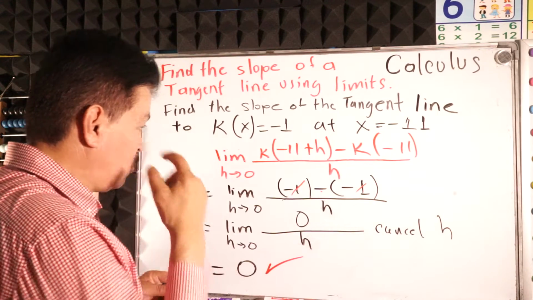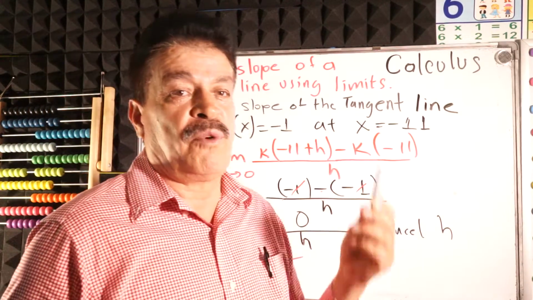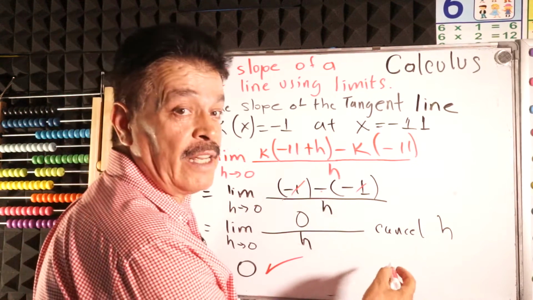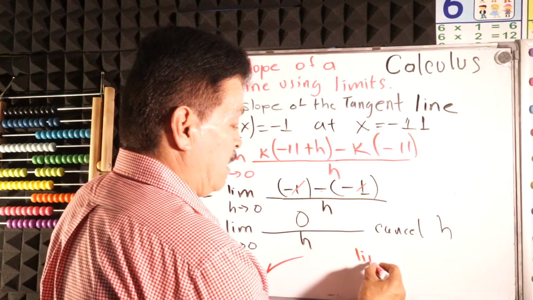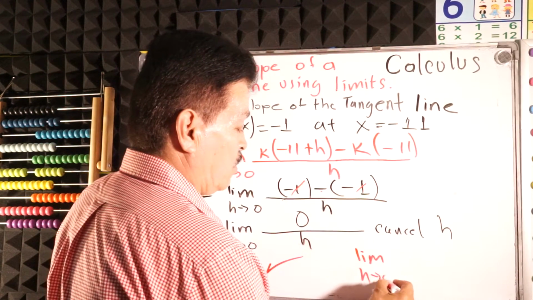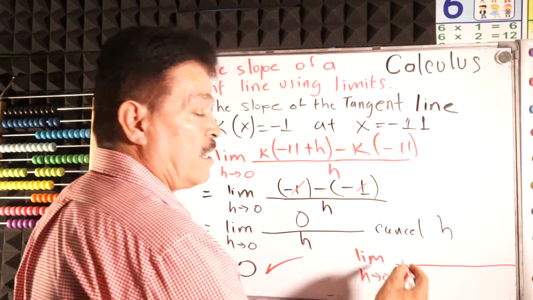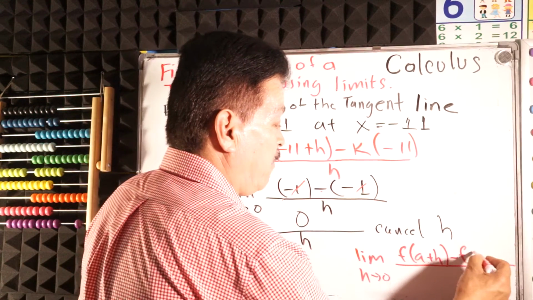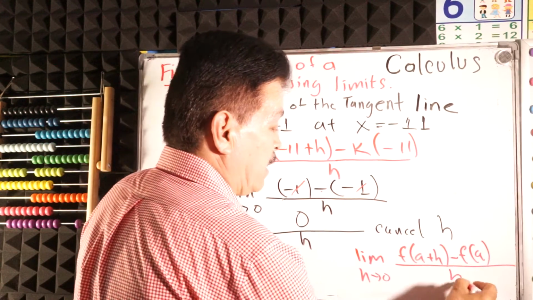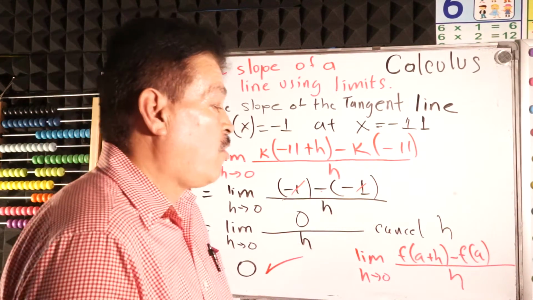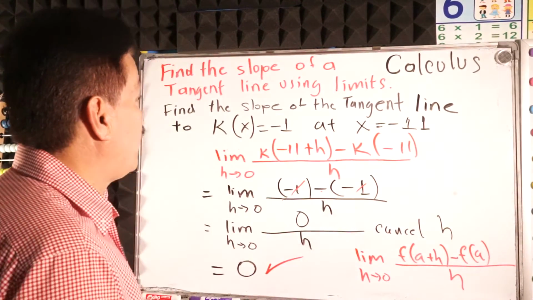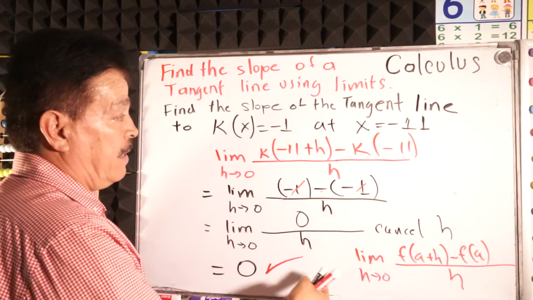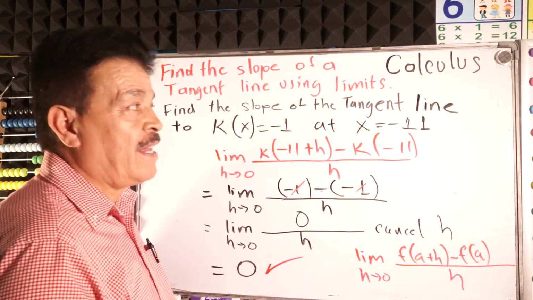You must memorize the formula a little bit. The original formula is the limit when h approaches 0 of f of a plus h minus f of a, divided by h. It's easy to find the slope of the tangent line using limits. So this is the answer.